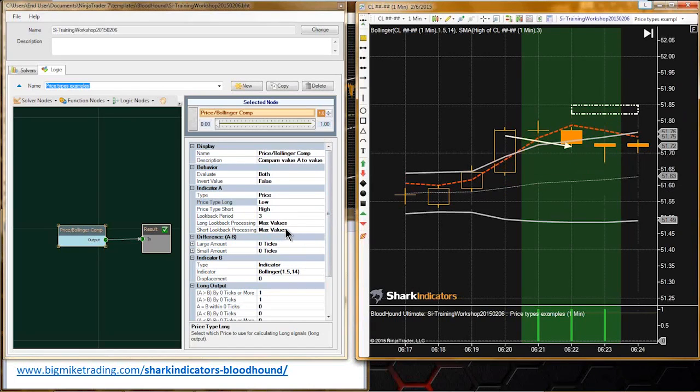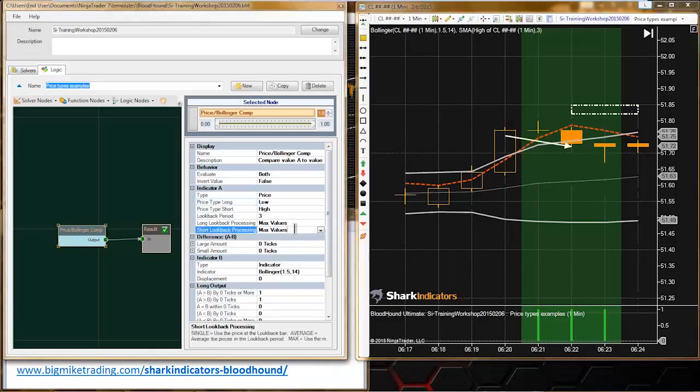Alright, so basically that covers it. Really the only thing to learn is what these four processing functions do here. Understanding what price you want to use is pretty straightforward.